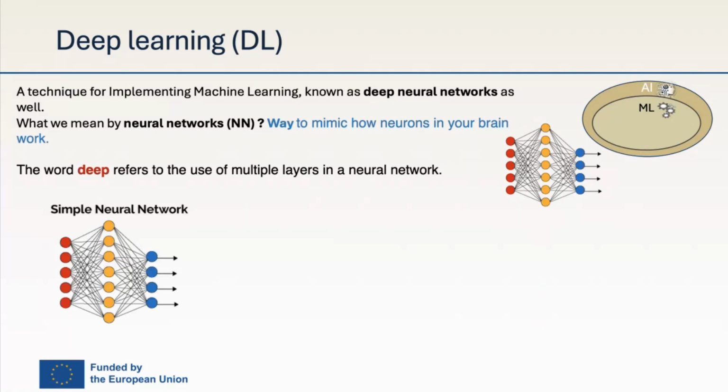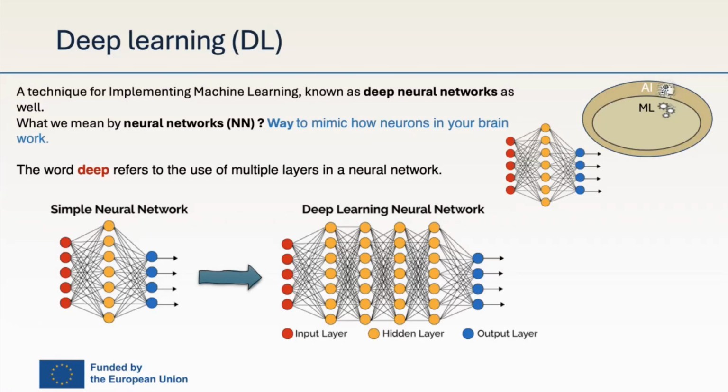The first part is the neural network. A neural network has an input layer, hidden layers and the output. When we talk about deep learning, it's the same as a neural network, but with a huge number of hidden layers in order to deal with more complicated scenarios.